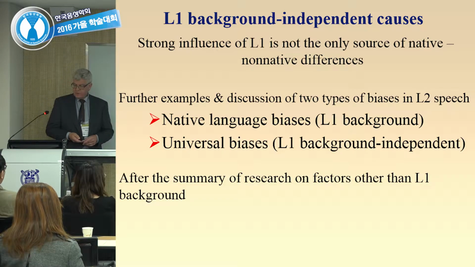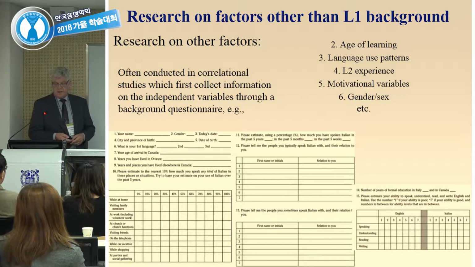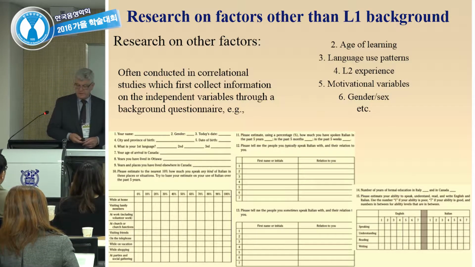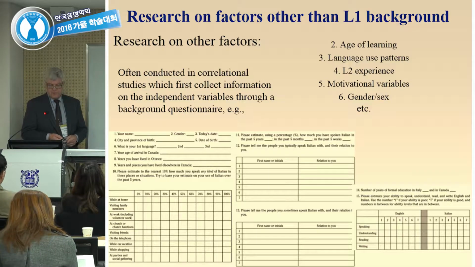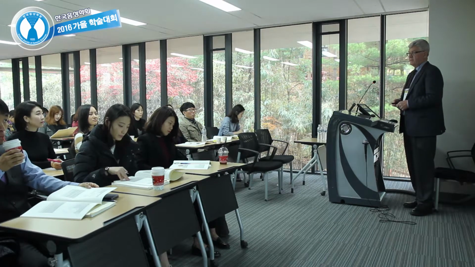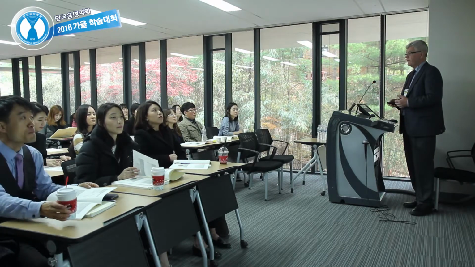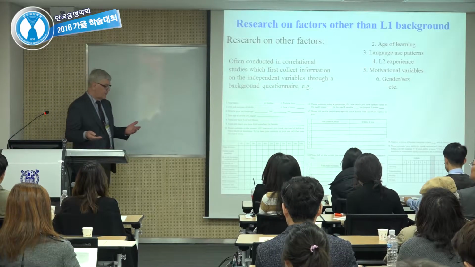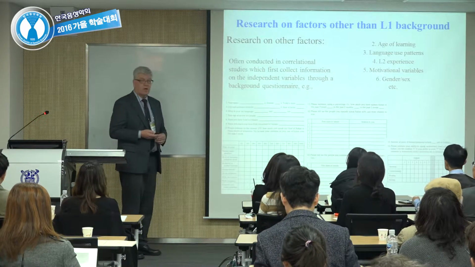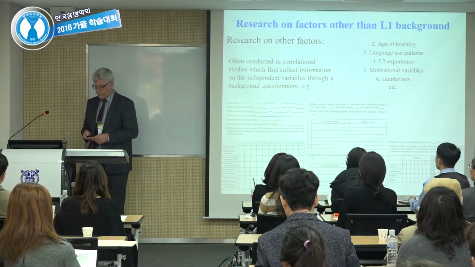Right. So research on other factors, like age of learning, what the learner brings to the task of language learning, language use patterns, second language experience, and so forth, is often conducted in correlational studies in which we first collect information on the independent variables through a background questionnaire. It could look something like this. This is something that we have used where we ask for all kinds of information: background, age, gender, and so on and so forth. And we also ask about language use patterns, especially language use patterns.